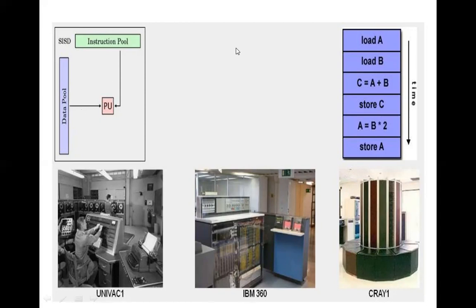Suppose, look here, if I am giving load A and load B, then it will load both, then act, then it will store, okay. Next instruction, then it will do after this, okay. So here it will be accessed one by one, serial access. Okay, this is called single instruction, single data stream.